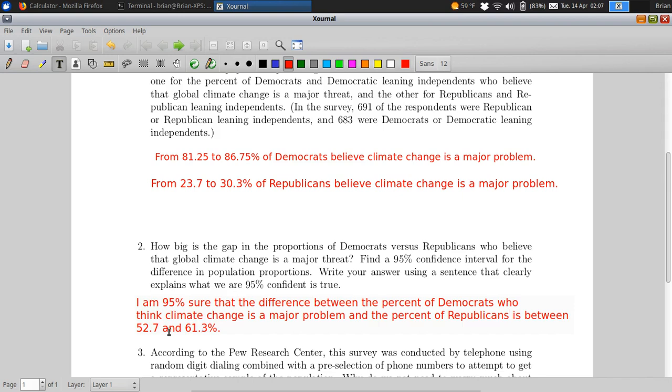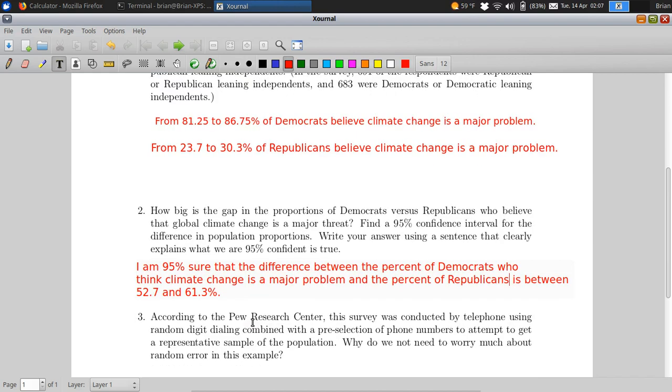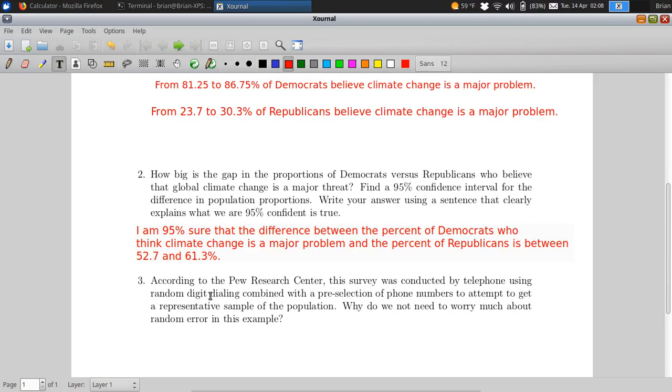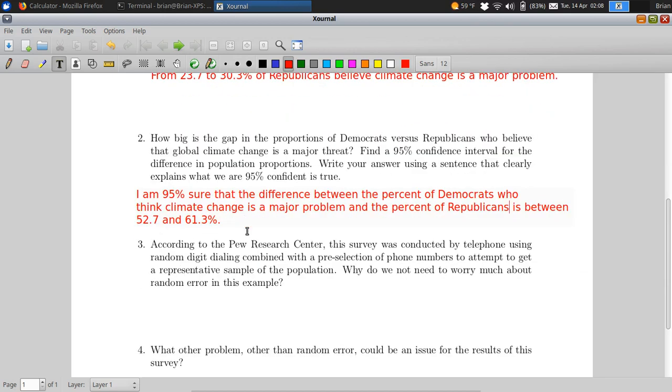So another way to say this, it might even be a better way to say it, you could say something like, the probability that a Democrat thinks that climate change is a major problem is between 52.7 and 61.3% more than the probability a Republican thinks it's a major problem. Right, so Democrats definitely are much more likely to think that this is a problem. They're between this and that percent more likely to think it's an issue. Okay, so that's interesting. That's a huge gap.